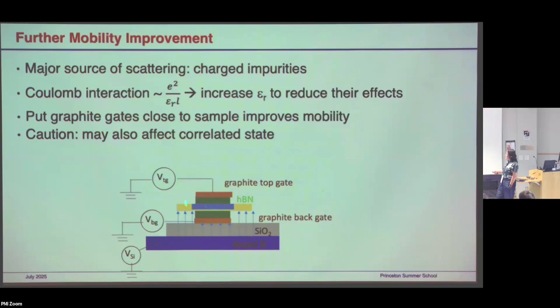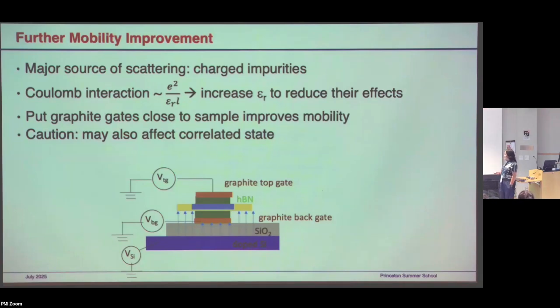So in this case, for example, you can have this type of structure where you have the material you want to measure, then you have a graphite top gate and graphite back gate, which is separated from the device by, say, 20 nanometers of hexagonal boron nitride. And then you also have a silicon gate. Adjusting the silicon gate can adjust the contact region, which helps you make better contact to the material. And the top and back gates also help to screen the charge impurities.